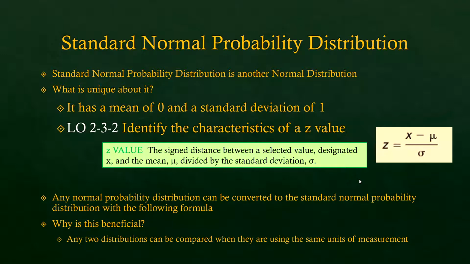One of the difficulties with the normal probability distribution is when you're comparing different normal probability distributions, it's like comparing apples to oranges. You have one measure of spread.